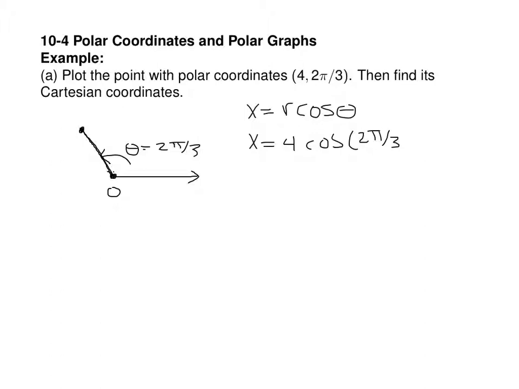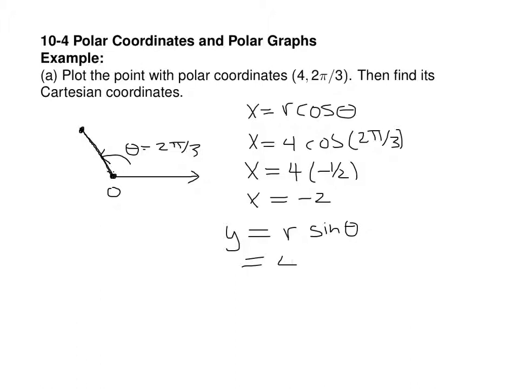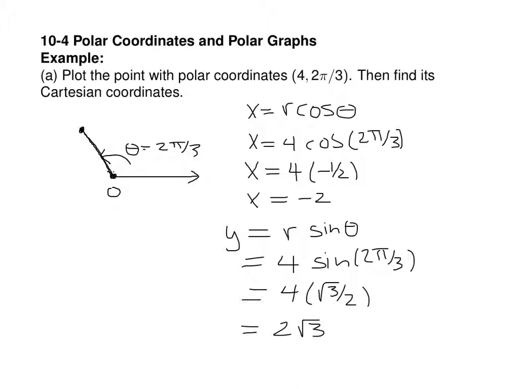So cosine of 2 pi thirds looks to be negative 1/2, so 4 times negative 1/2. So the x-coordinate of that point is negative 2. Now the y-coordinate is r sine of theta, so 4 times sine of 2 pi over 3, and that would equal root 3 over 2. So the y-coordinate is 2 root 3. So the Cartesian coordinates for this point are negative 2, 2 root 3.